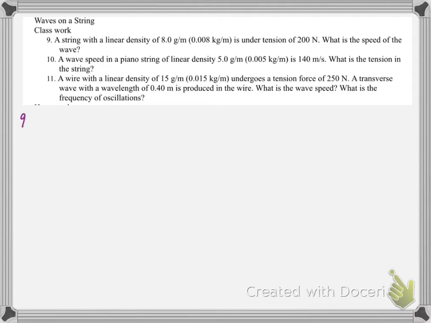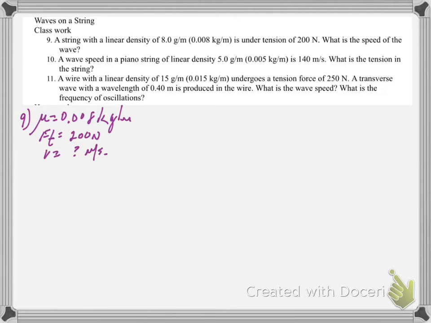Number 9. A string with a linear density, and they're giving it 8 grams per meter, but it has to be converted to kilograms per meter, right? We need the proper units. So linear density is mu, and it's 0.008 kilograms per meter, under tension. So the tension force is 200 newtons. And they want to know what's the speed of the wave.